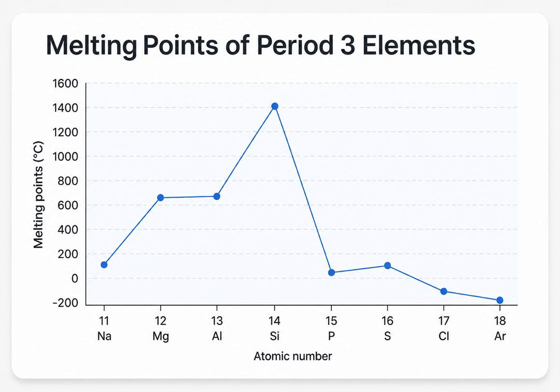The melting points rise steadily from sodium to aluminum, peak dramatically at silicon, and then plummet to very low values for phosphorus, sulfur, chlorine, and argon. Let's break down exactly why this happens, starting with the metals.